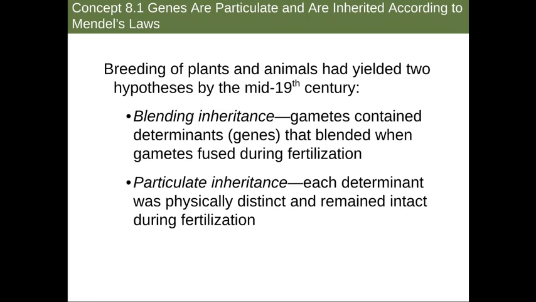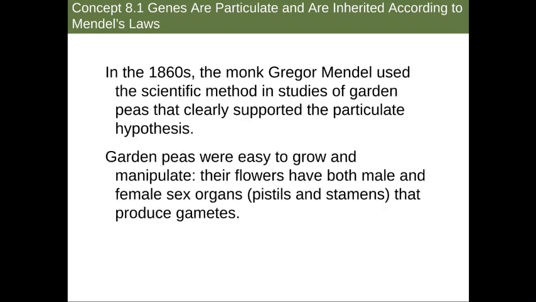Breeding of plants and animals had yielded two hypotheses by the 19th century, either blending inheritance or particulate inheritance. So, with blending inheritance, gametes contain determinants, what we call genes, that blended when gametes fused during fertilization. Particulate inheritance, on the other hand, each determinant was physically distinct and remained intact during fertilization.